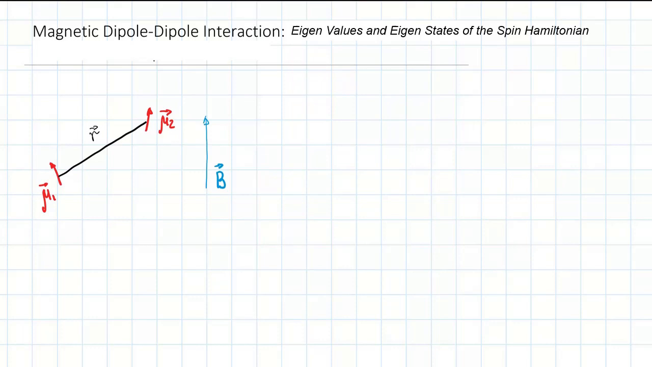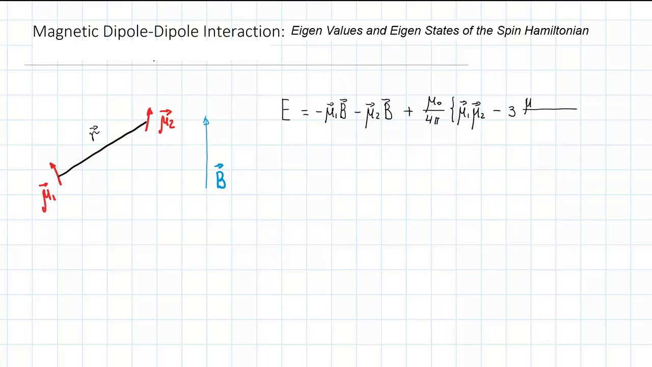The expression for the magnetic interaction energy of such a system includes scalar products μ1·B and μ2·B, describing the interaction of magnetic moments with magnetic field B, and a term describing the magnetic dipolar interaction between two magnetic moments, which I have discussed in my previous video. The link to this video is given in the description.